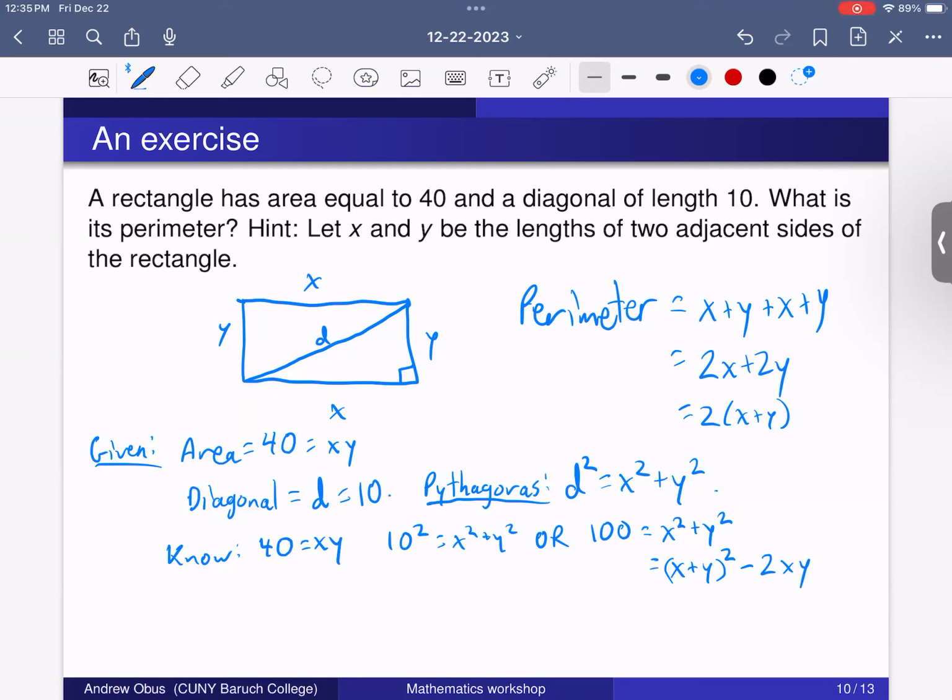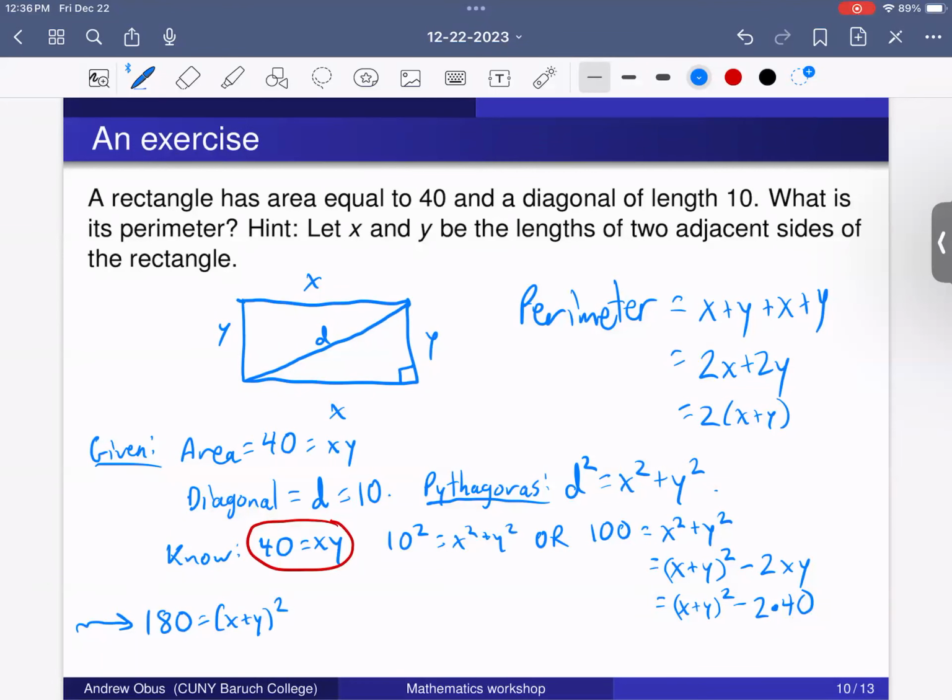And now we're subbing in 40, right? So this is x plus y squared minus 2 times 40, because 40 is equal to xy. I'm running out of space a little bit, so let me just finish over here. So we have 100 equals x plus y squared minus 2 times 40. If we add 2 times 40 to both sides, we end up getting 180 is equal to x plus y squared.